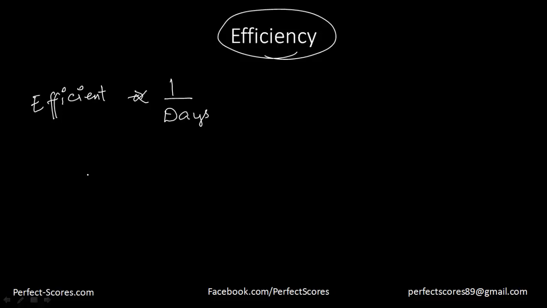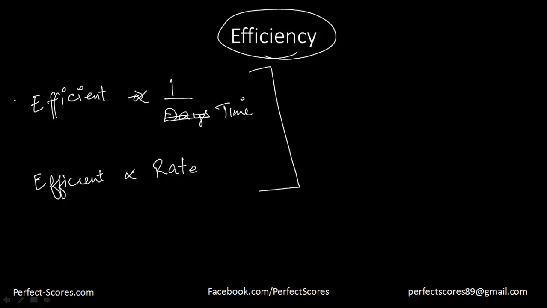It's a simple thing. If you're more efficient, you'll take less time. If you're less efficient, you'll take more time. Similarly, efficiency is directly proportional to the rate at which you finish your job, so I'm going to cut this days and write down time here. If you're more efficient, your rate of doing the job will be more. If you're less efficient, your rate of doing the job will be less. These are the two important relationships I'll be taking forward in this video: efficiency is inversely proportional to the time and directly proportional to the rate.